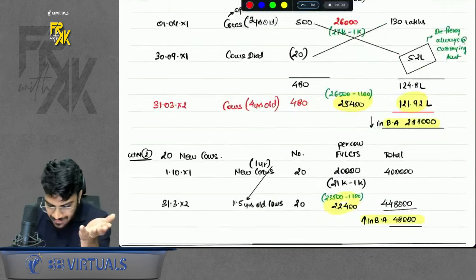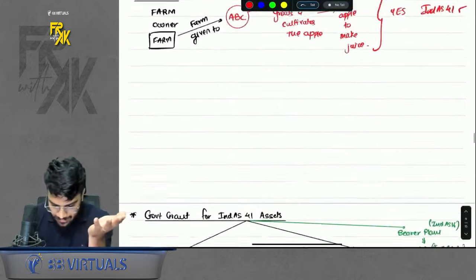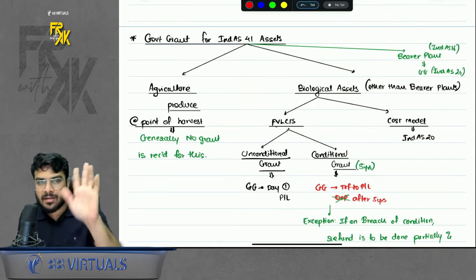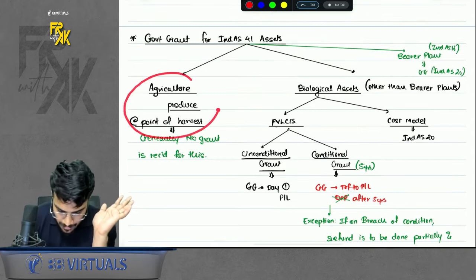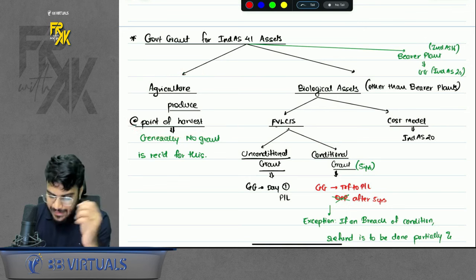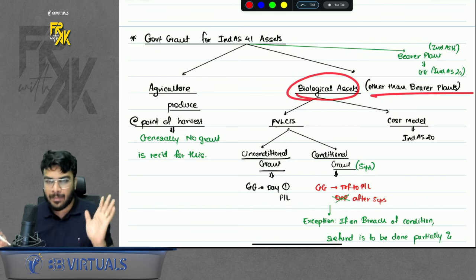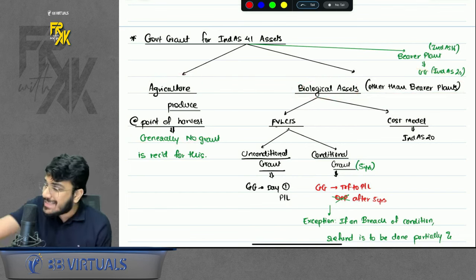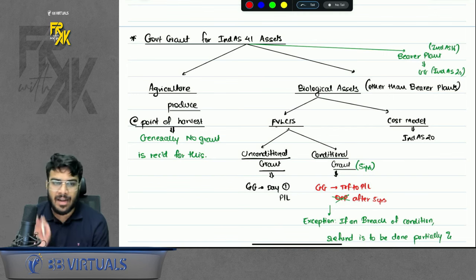So sir, which assets are covered under Ind AS 41? In case you can see, in Ind AS 41, 2 types of assets are covered. First is agriculture produce at the point of harvest. Second is biological asset other than bearer plants. These are the 2 assets which are covered under Ind AS 41. So its government grant is also covered under Ind AS 41.